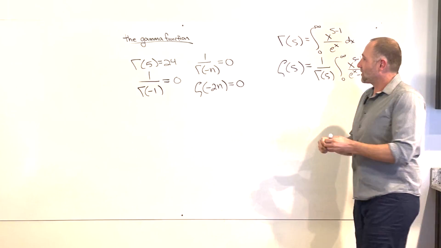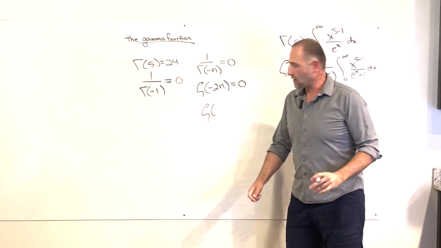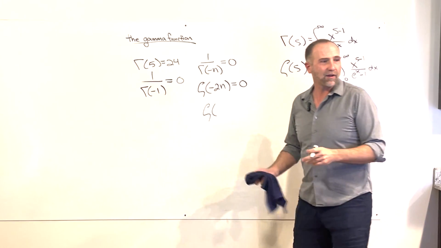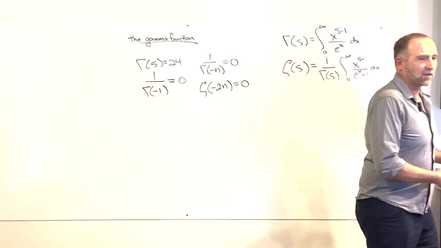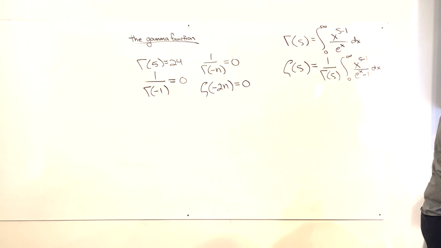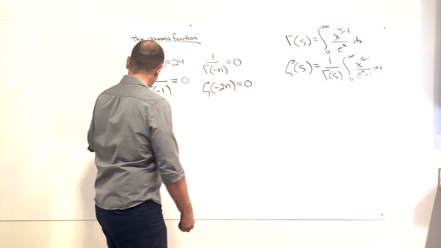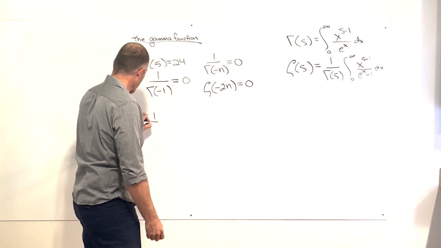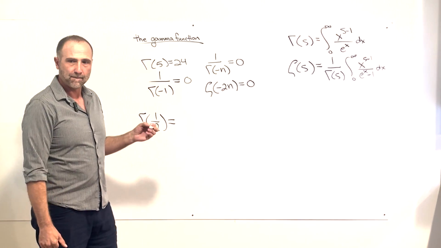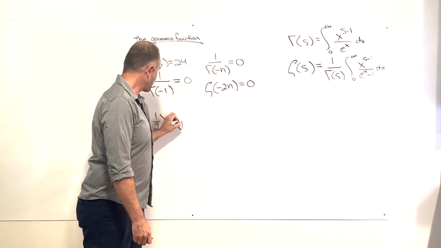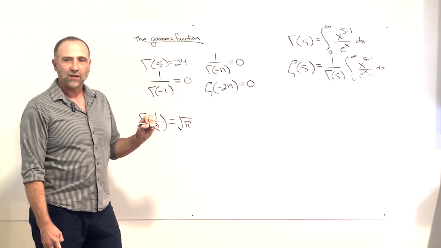Okay, so here's another one. Gamma, not zeta, gamma. I could have done some zeta, but we don't need to. Gamma of 1/2 and negative 1/2 are kind of interesting. Remember this one? Square root of pi. Okay, that seems kind of interesting.